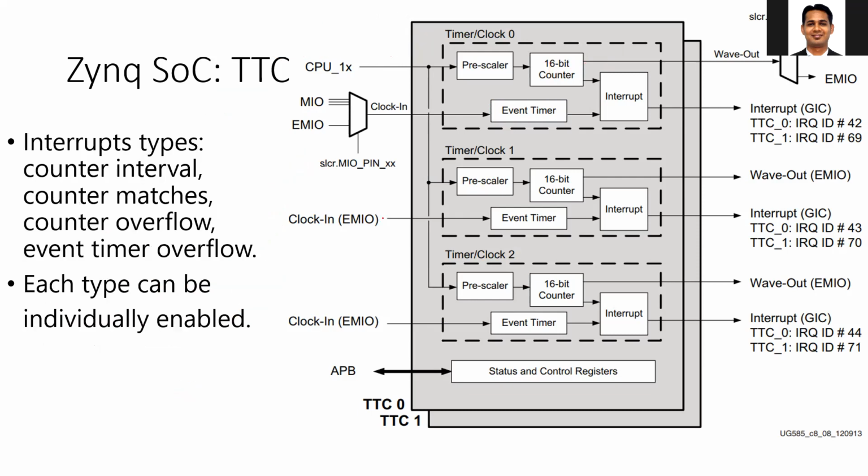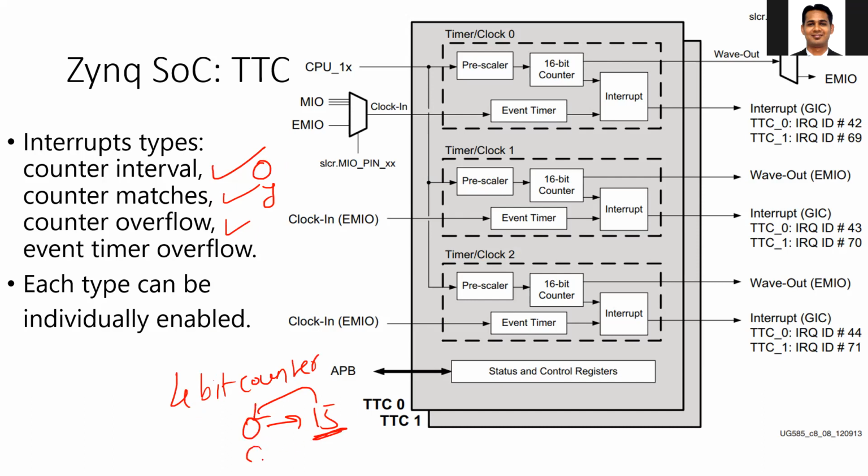So the interrupt types: the counter interval. Whenever it reaches a particular value, it will generate the interrupt. For example, when it goes to 0, it will generate the interrupt. When it matches the particular value in the matching register, it will generate the interrupt. When the overflow happens, suppose that you have a 4-bit counter, this counter can count from 0 to 15 and back to 0. So when it reaches 15, overflow has happened, it goes to 0, and it will generate the interrupt.